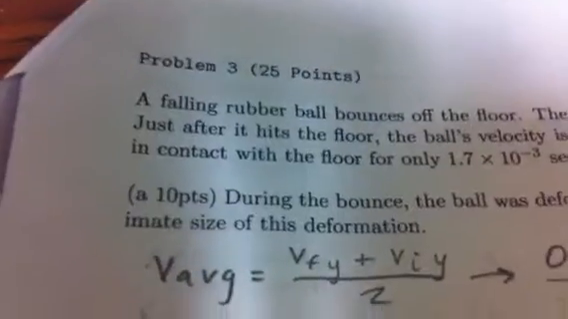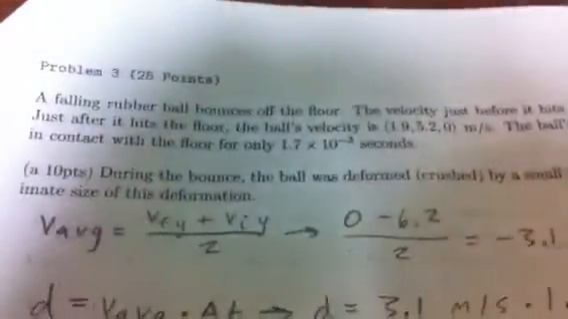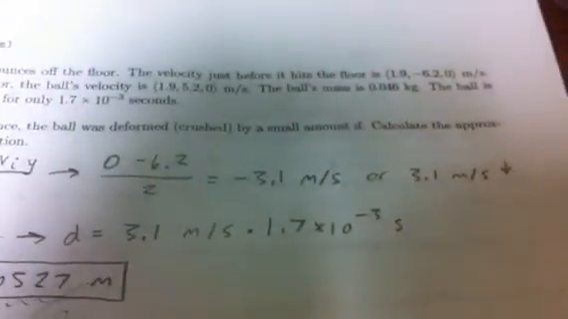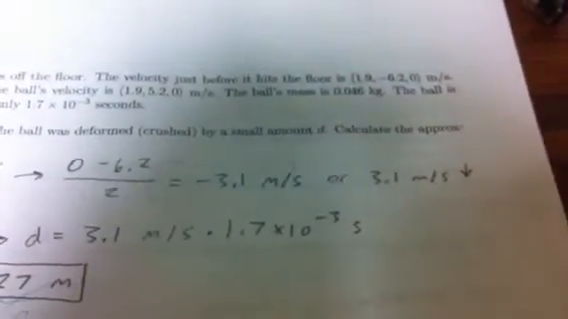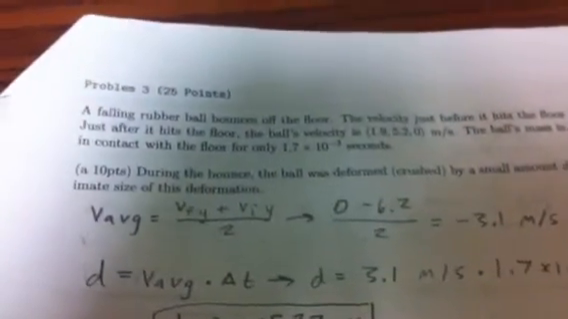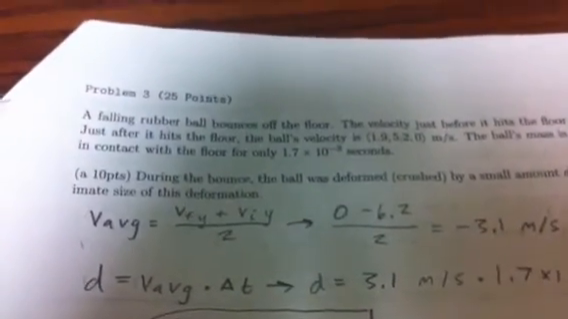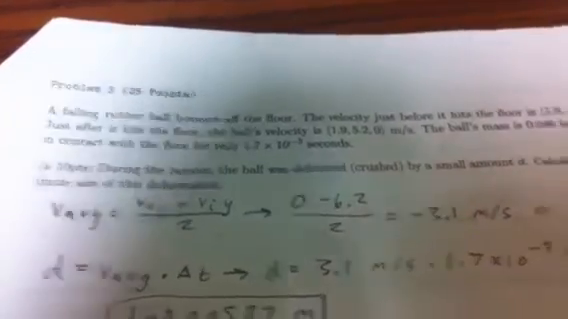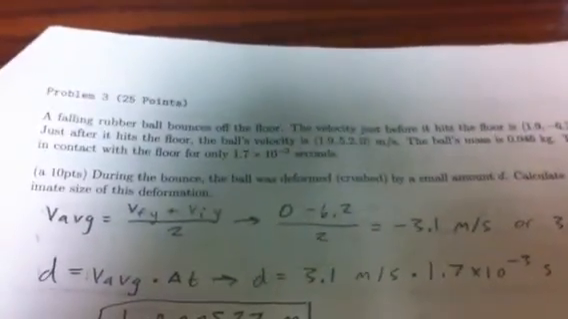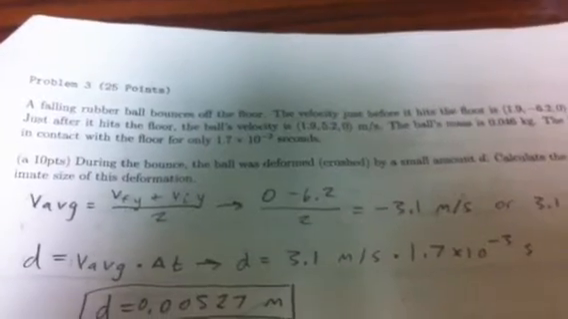Okay, here's the problem. A falling rubber ball bounces off the floor. The velocity just before it hits the floor is 1.9 -60 meters per second. After it hits the floor, the ball's velocity is 1.9 5.20 meters per second, and the ball's mass is 0.046 kilograms. The ball is in contact with the floor for only 1.7 times 10 to the negative 3 seconds.